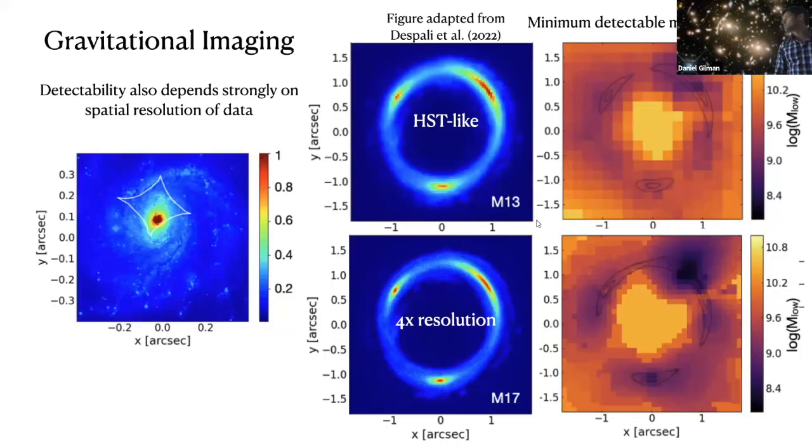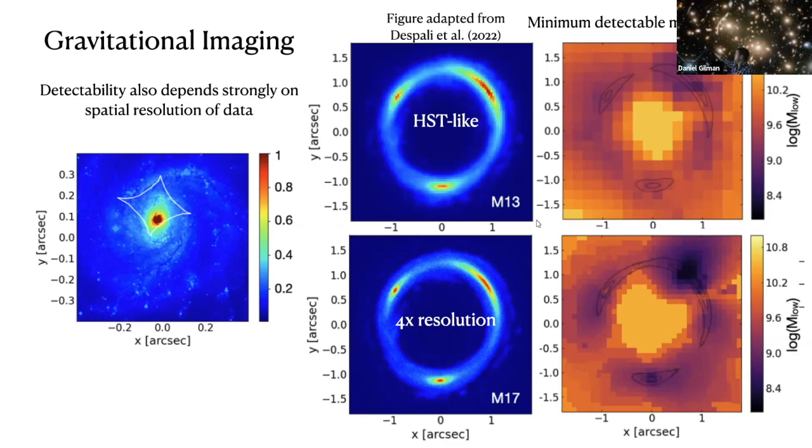So I'll just say briefly that this technique depends a lot on the spatial resolution of your data. And so you can see this. Okay, so on the left is the source. This is a mock source. The top is something comparable to what the Hubble Space Telescope will give you. The bottom is if you have the same lens but at 4 times the resolution. And then this is a map of the minimum detectable halo mass.